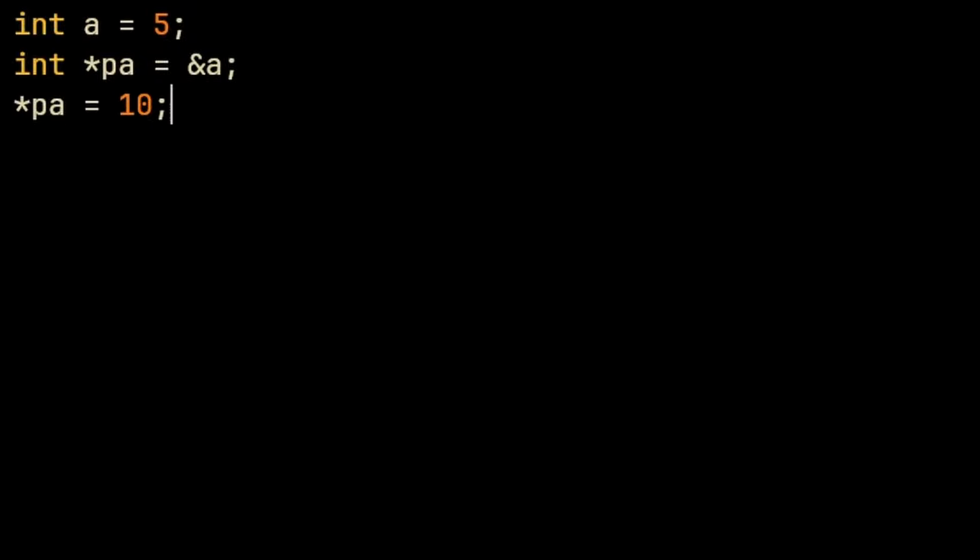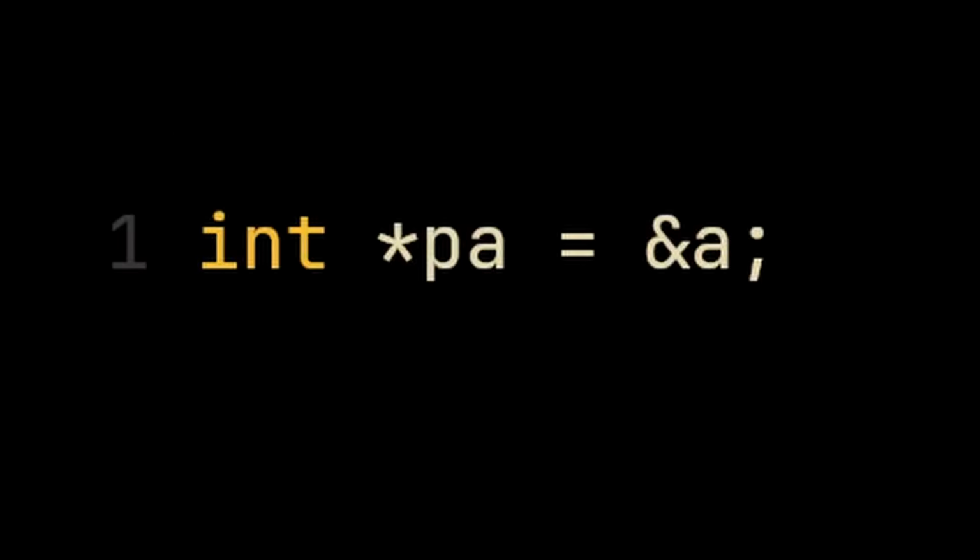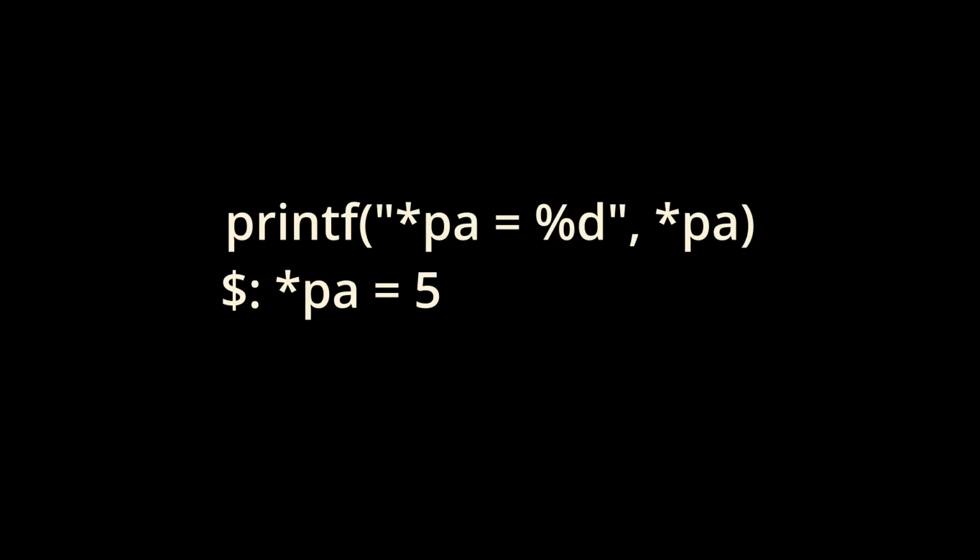So if you were to say star pa equal 10, it would make it so whatever pa is pointing to, which is a, becomes 10. Pointer pa equal ampersand a, so pointer pa, you would get the value at a, so it would print 5. It's really that simple.